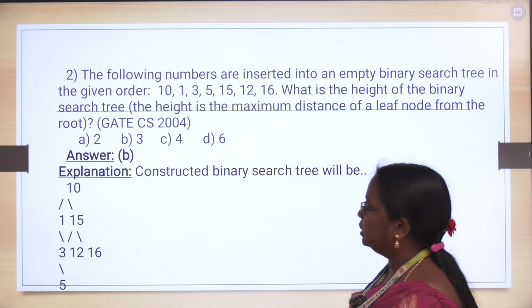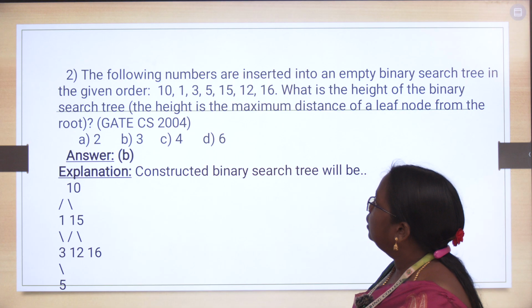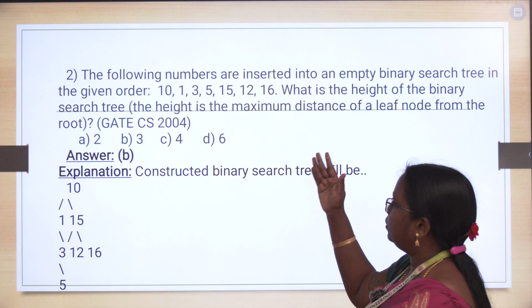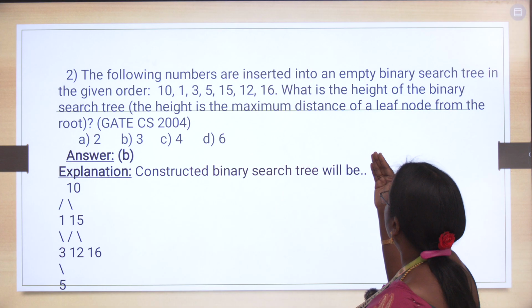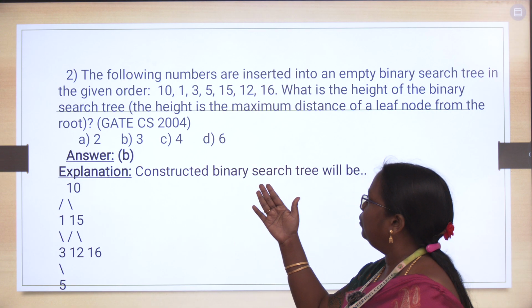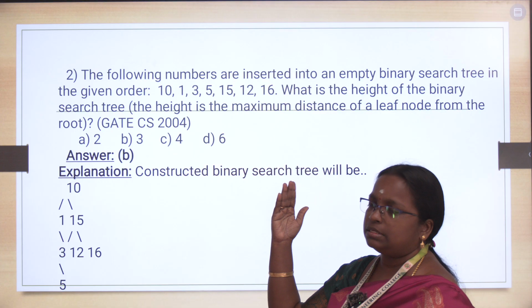Next question is from 2004. They asked: the following numbers are inserted in the same order, you have to draw the tree structure, and what is the height of your tree. The options given are 2, 3, 4, 6. So what is your answer? We have to check it.